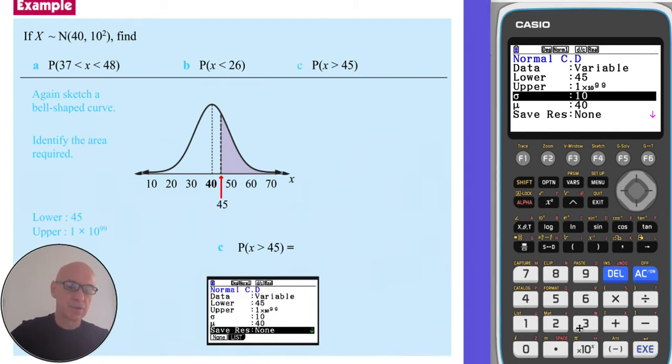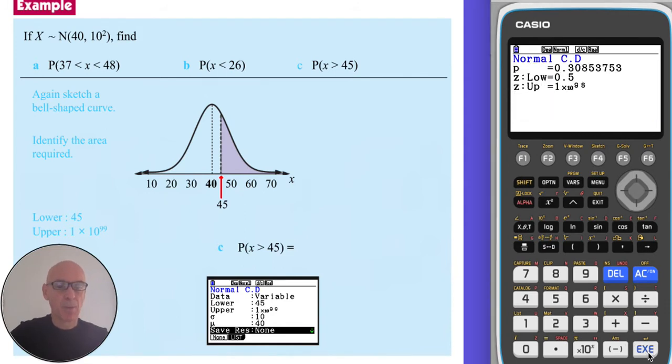Pressing execute will display the required probability. So the probability that x is greater than 45 is 0.309.